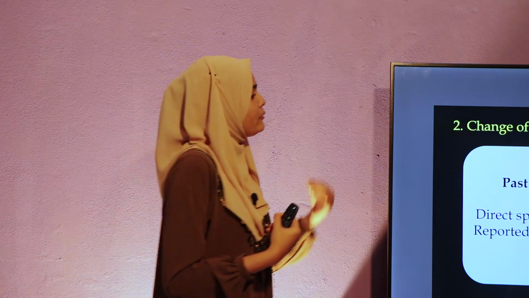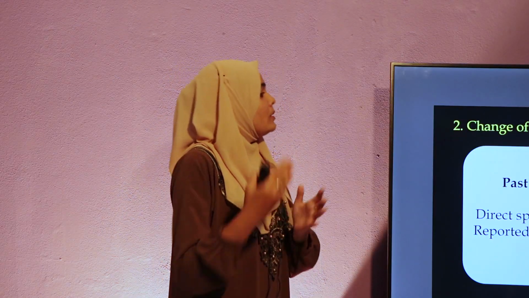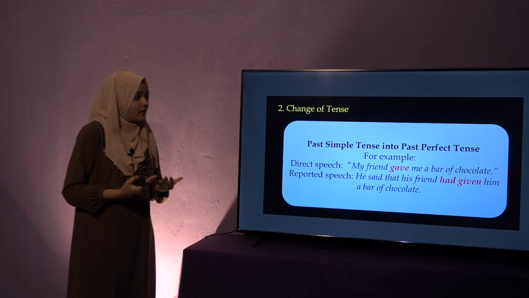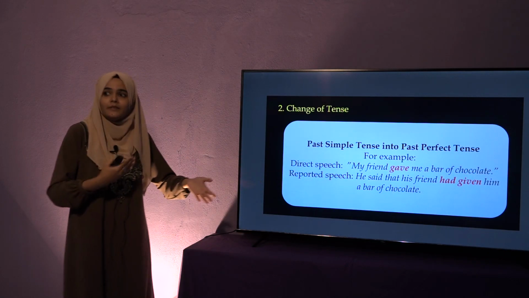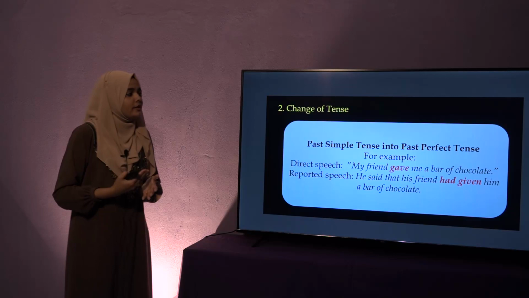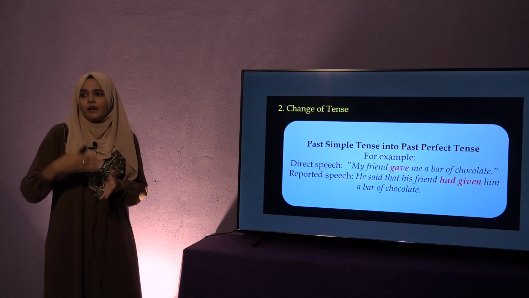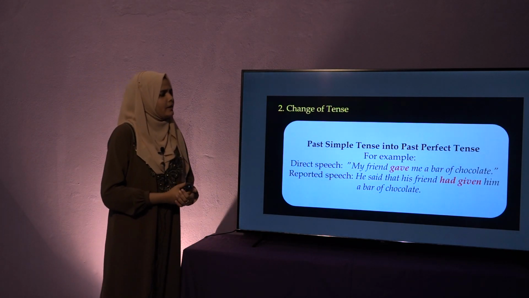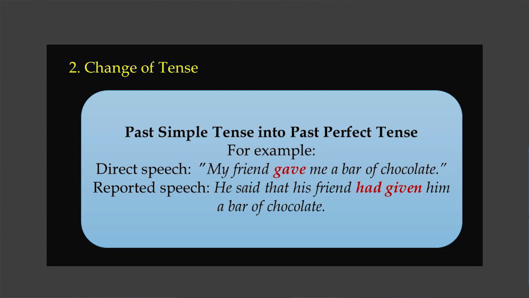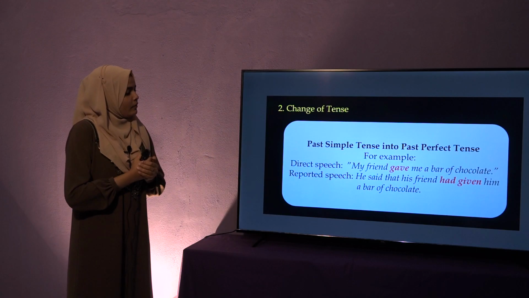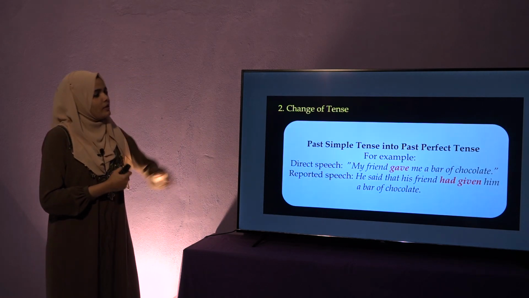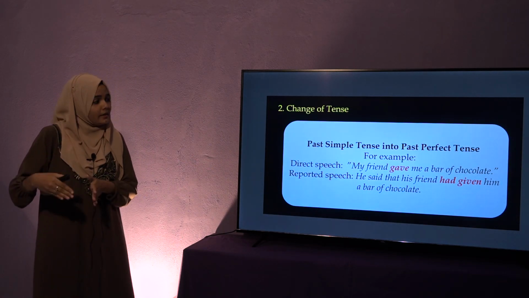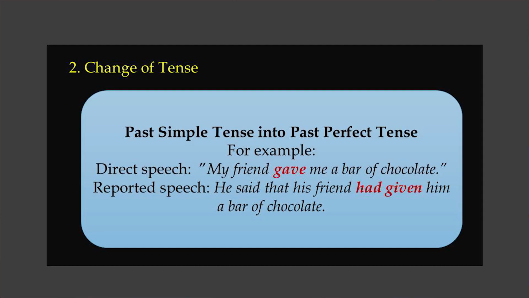The next is past simple tense into past perfect tense. Previously we discussed that if the direct speech is in simple present, it changes to past simple. But here, if the direct speech is in past simple tense, in reported speech it changes to past perfect tense. For example, here, my friend gave me a bar of chocolate. When we change it to reported speech, the main verb gave changes the tense. As you can see, he said that his friend had given him a bar of chocolate.